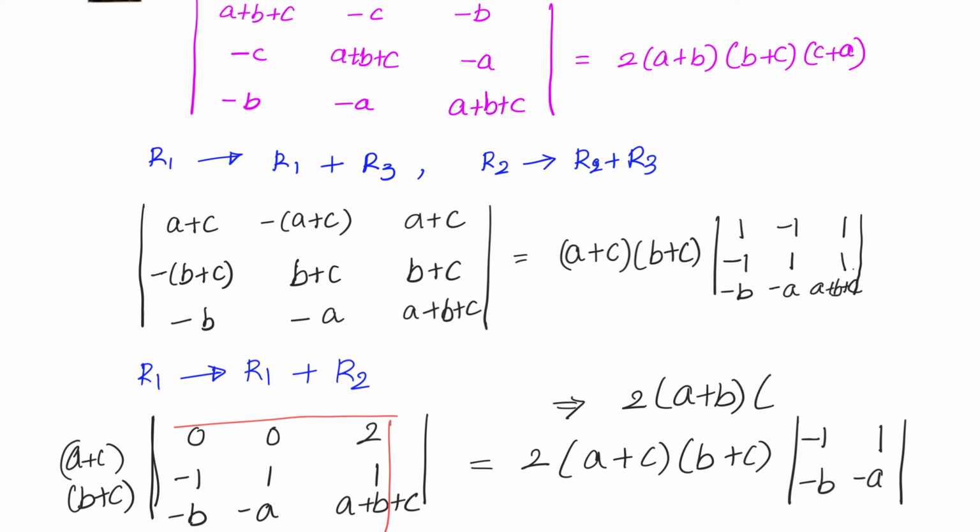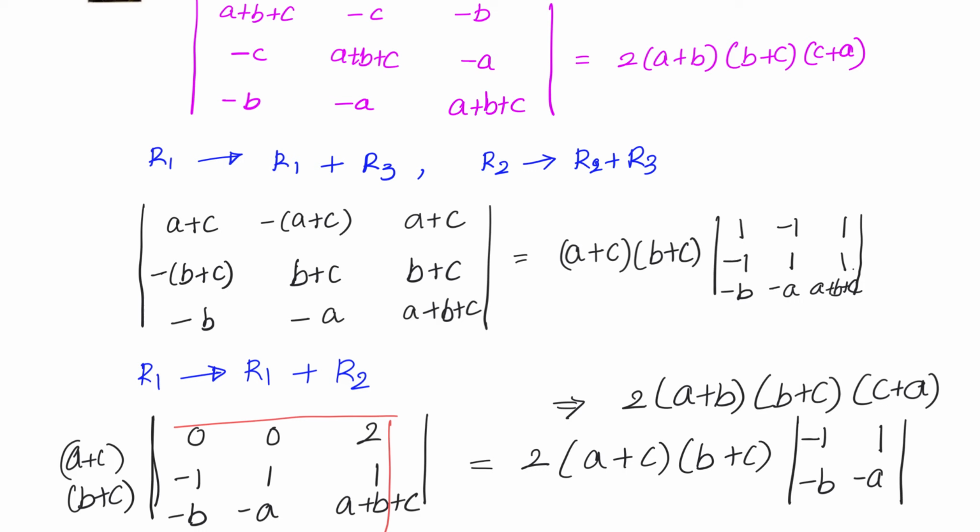Let's apply that formula. We will have 2 into (a plus c) into (b plus c) into a plus b, because that 2 by 2 matrix's determinant is nothing but a plus b. So finally, everything put together, we get 2 into (a plus b) into (b plus c) into (c plus a).